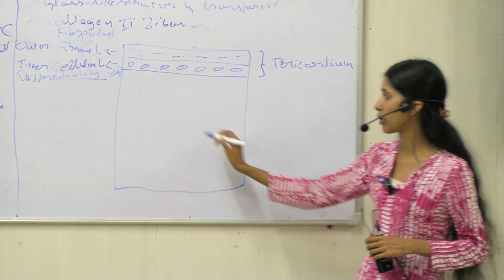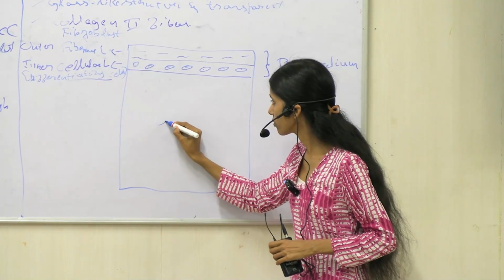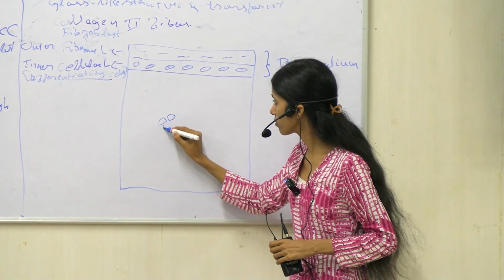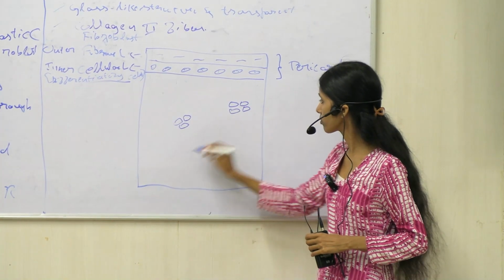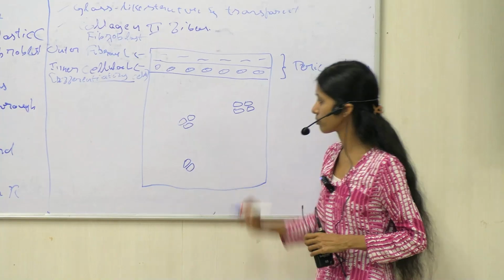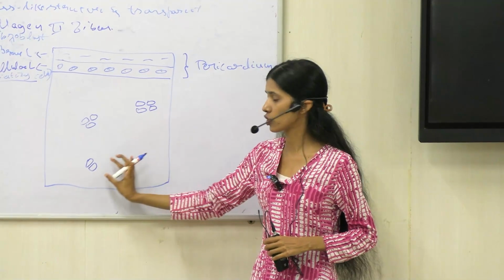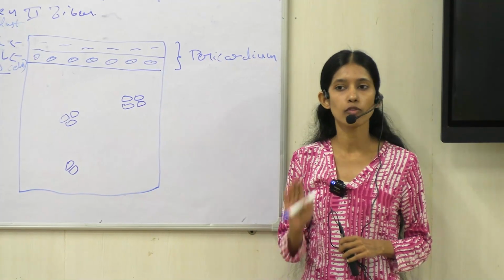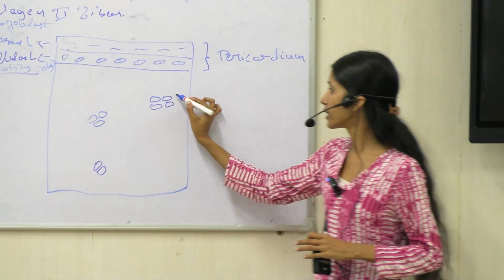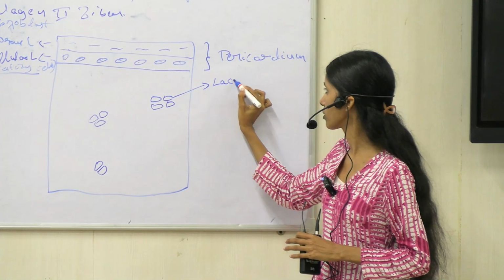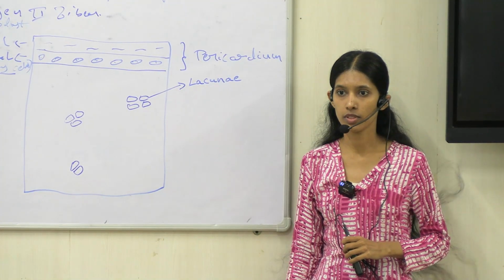In the central part we can see small structures like this. In the entire central part we can see small structures like this present in a group of 2 or more. It's always present in a group of 2 or more. These structures are called lacunae.